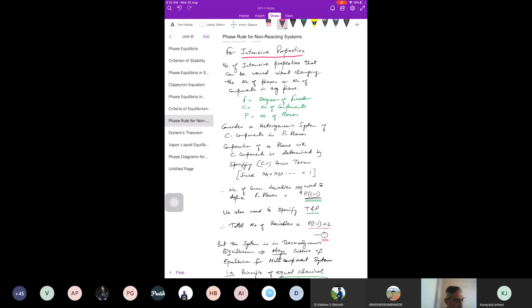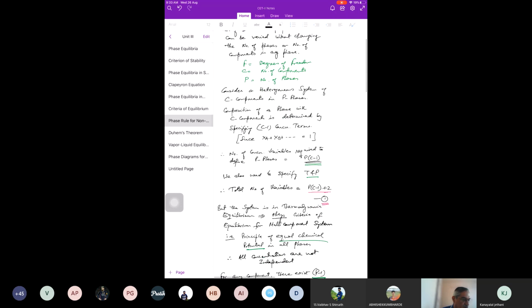Let us see, F is equal to degrees of freedom. That's what we define as degrees of freedom. C is number of components and P is number of phases. Here I took P, you can take pi also, no problem. Anything is fine. So consider a heterogeneous system of C components and P phases. The composition of a phase with C components is determined by specifying C minus 1 concentration terms.